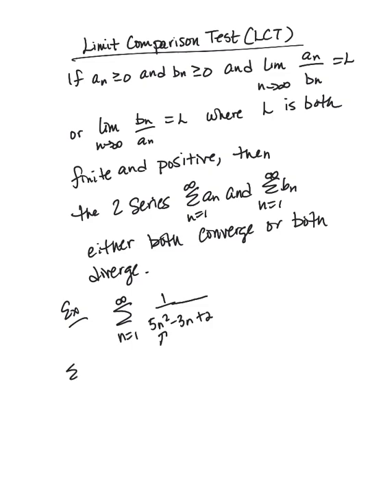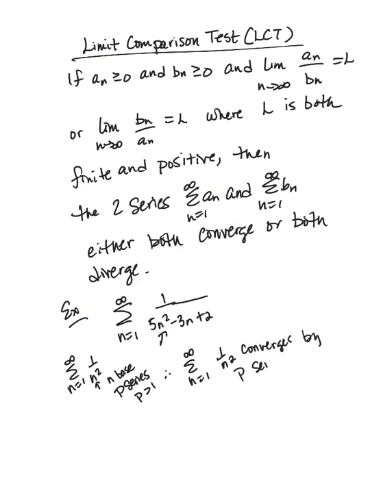Okay, so what does the series 1 over n squared do? Now, n is the base. So that means it's a p series, right? So p is greater than 1. Therefore, this series converges by p series test. Whatever you're comparing to, you have to say what that series does and why it does it.